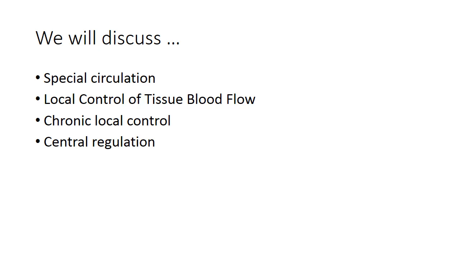Today we will discuss special circulation in different organs such as the brain, and then we will discuss local control of tissue blood flow and which factors are important for it. And then we will see what happens during chronic increase or decrease of blood flow. And finally, we will explain more about central regulation of blood flow.